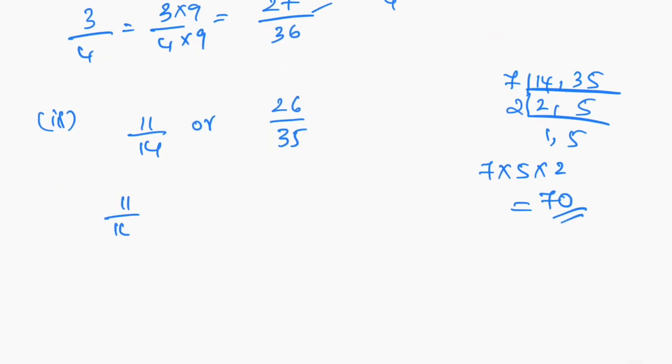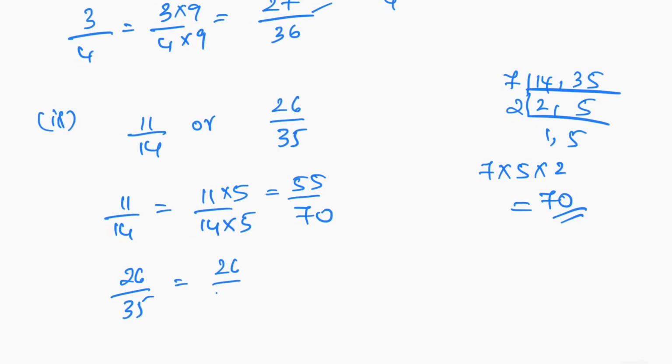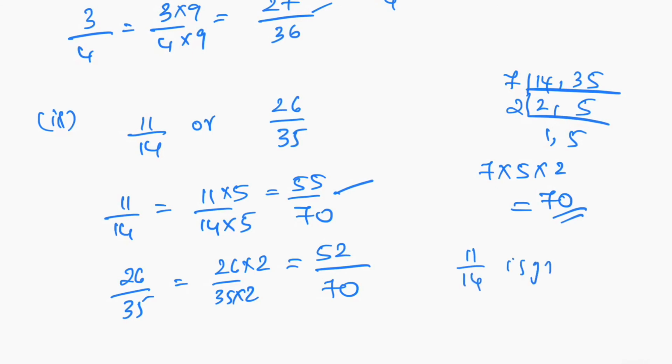So 11 by 14 can be written as 11 into what by 14 into what to get 70? 14 into 5. Right? So 11 into 5 is 55 by 70. And 26 by 35 can be written as 26 into 2 by 35 into 2. What is 26 into 2? That is 52 by 70. So which is greater here? We have 11 by 14 is greater.